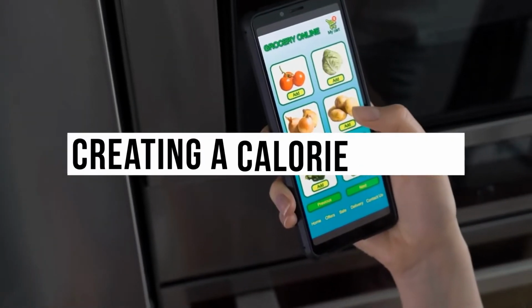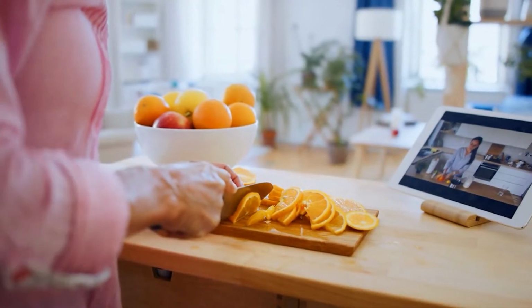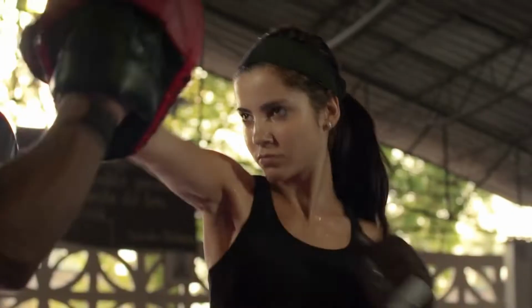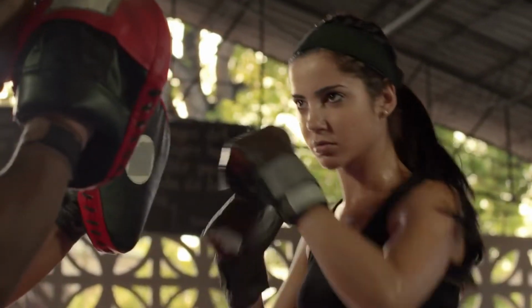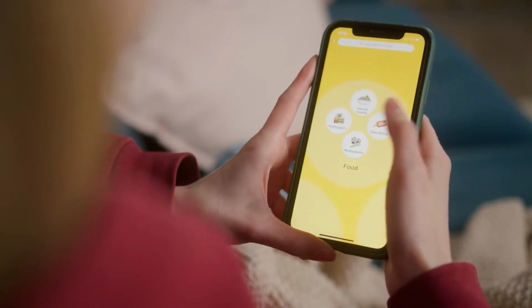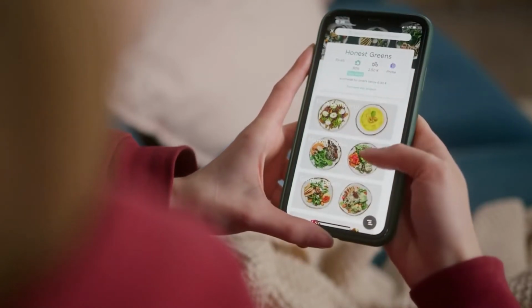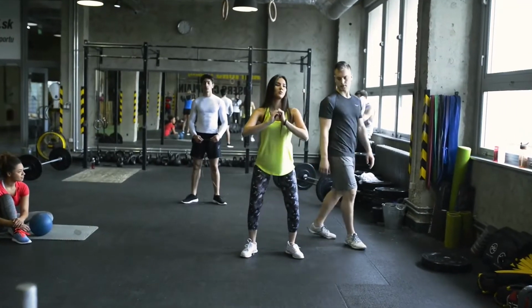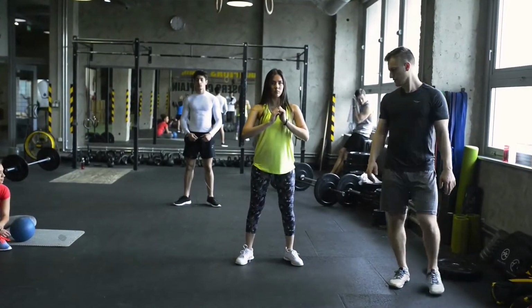Creating a calorie deficit. Based on your diet and exercise, you can achieve a deficit in two ways, either eating less or exercising more. Or you can combine both. However, it may be easier and more sustainable to create a calorie deficit through diet rather than just exercising, as you may not have the time, energy, or motivation to exercise daily. Plus, exercise doesn't burn as many calories as many people think.